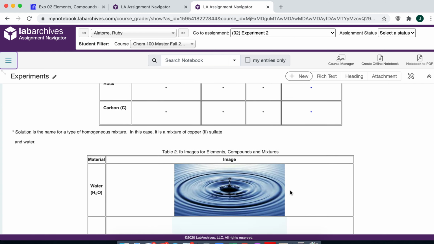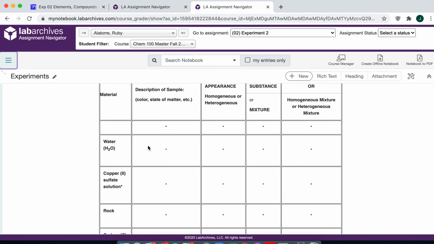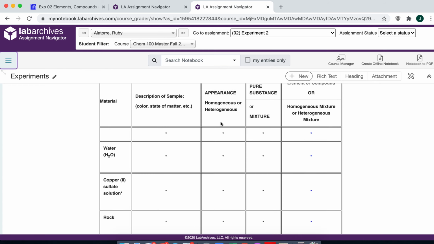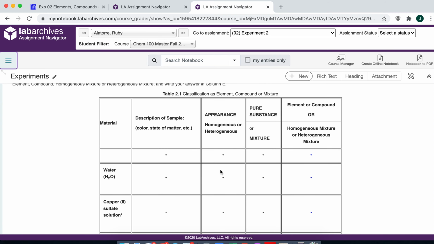So for example, let's try water. Water's appearance is blue or colorless. State of matter: is it solid, liquid, or gas? In this case, water is liquid. And appearance: based on the pictures, water looks uniform throughout. It doesn't have different patches, so it's going to be homogeneous. And is it a pure substance or a mixture?